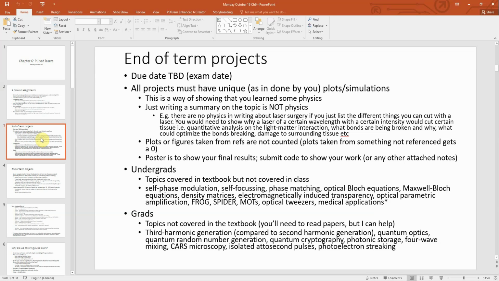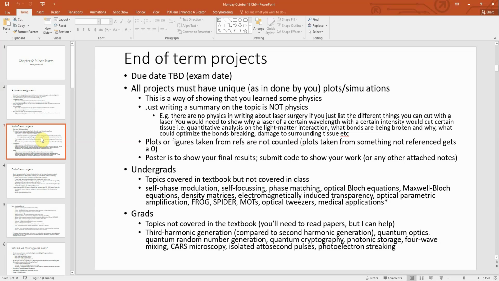To emphasize, the plots and simulations you have to do yourself. If you take it from some reference and just copy and paste it in, that's just going to be given a 0. I did projects for people last year, and I emphasized that, and I still saw people just copying and pasting something. That won't be counted. That will just be a 0. I'm giving you plenty of time in advance to know that that's the case. If I see that, it won't count at all. If you have it included, I'm completely ignoring that.